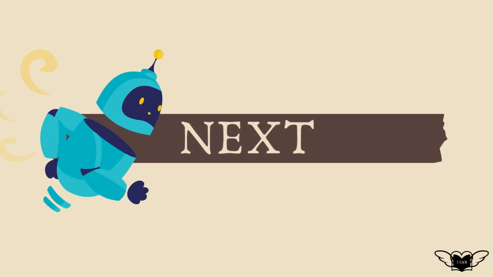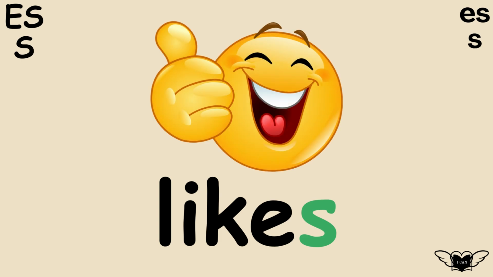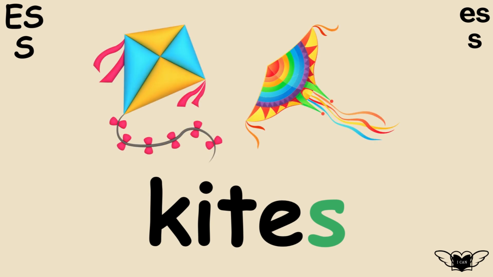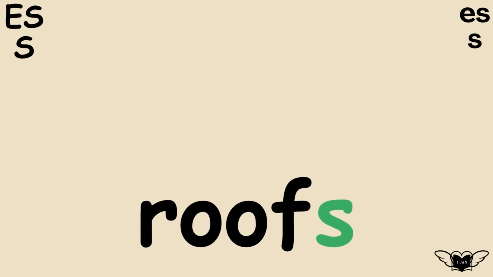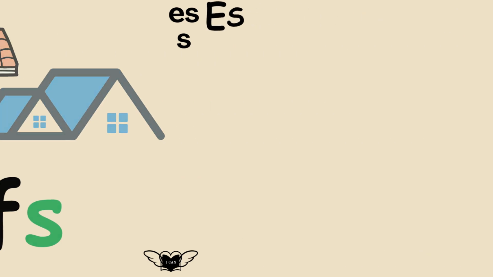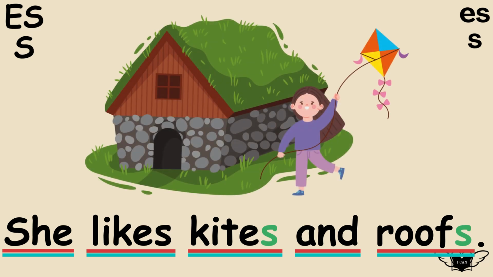Next. Likes, likes, likes. Kites, kites, kites. Roofs, roofs, roofs. She likes kites and roofs.